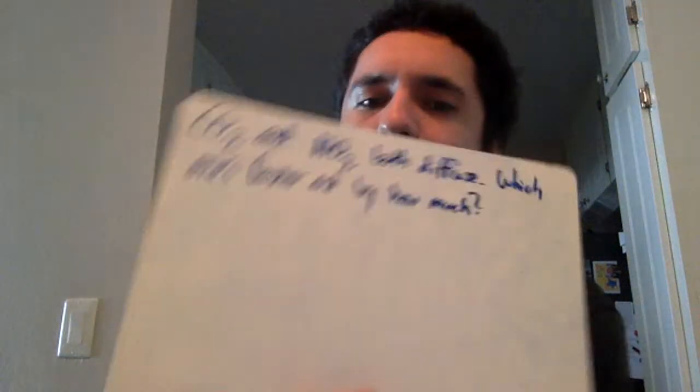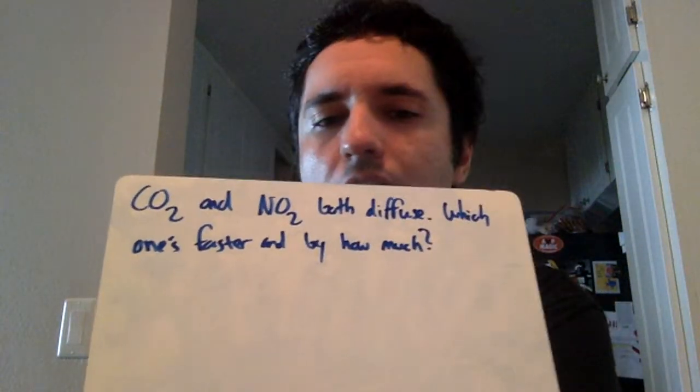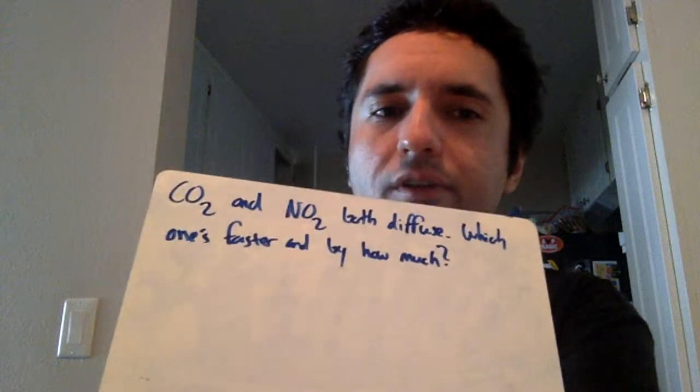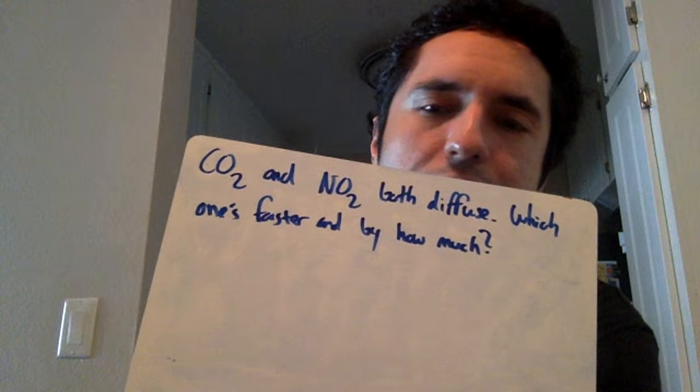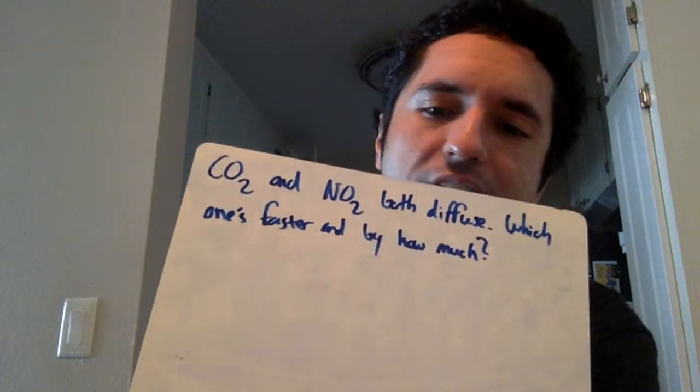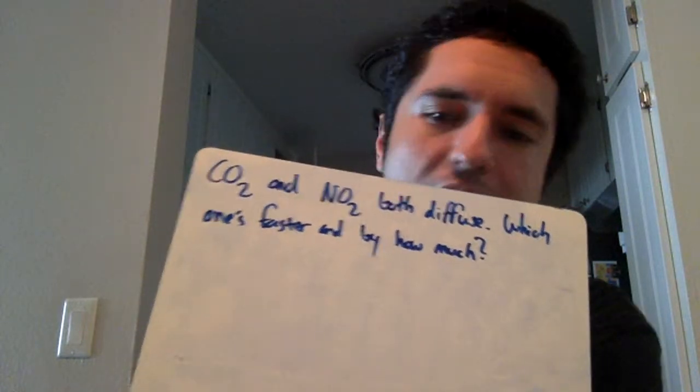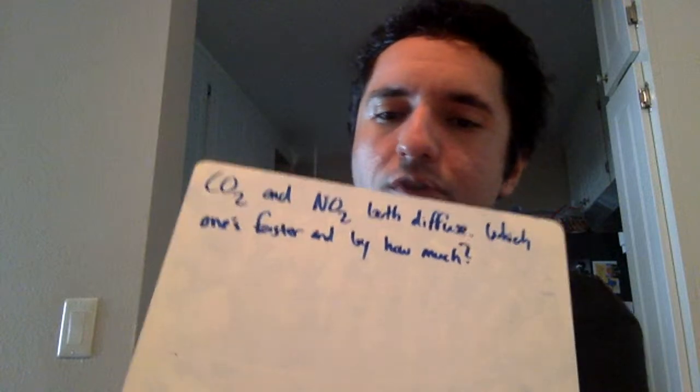So it might be something kind of like this, not these exact gases per se, but you won't have any numerical givens. It'll just be this gas and this gas are both diffusing through some opening in a container together. Which one's faster and by how much? So, we have the Graham's law equation. This is CO2 and NO2.